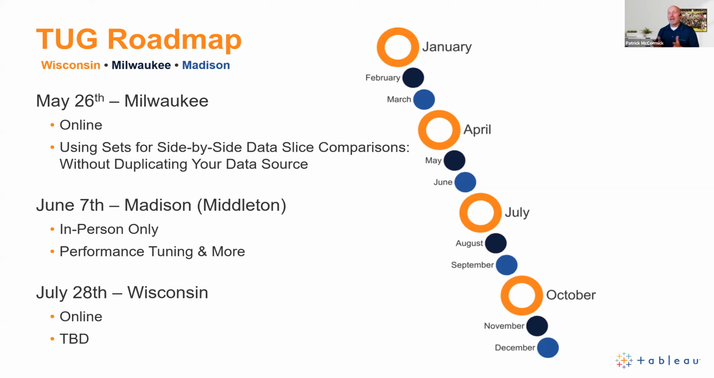There you go. And the Madison Tug is going to do an in-person only event on June 7th. Jen Shepard has procured this wonderful open air facility in Middleton, actually. So looking forward to that. We're going to have a guest speaker about performance tuning and a lot of other events. So that's going to be a little bit longer event so we can do more topics. And then our next Wisconsin Tug is going to be online July 28th. If you would like to speak or have any requests for topics, reach out to Brandy or myself.